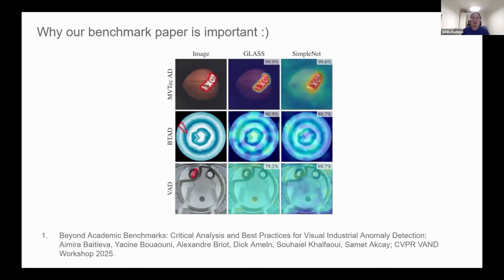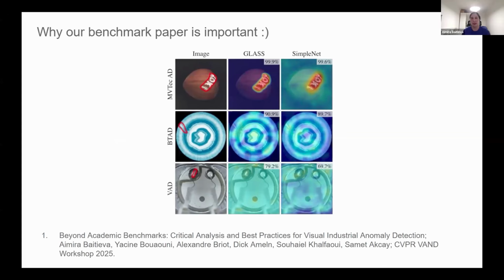And here we come to the main topic of our benchmark paper, a concerning gap between academic research and industrial implementation. You find a modern state-of-the-art model which performs almost perfectly on a popular dataset, and you run it on your data, and it performs really poorly and is basically useless for you.